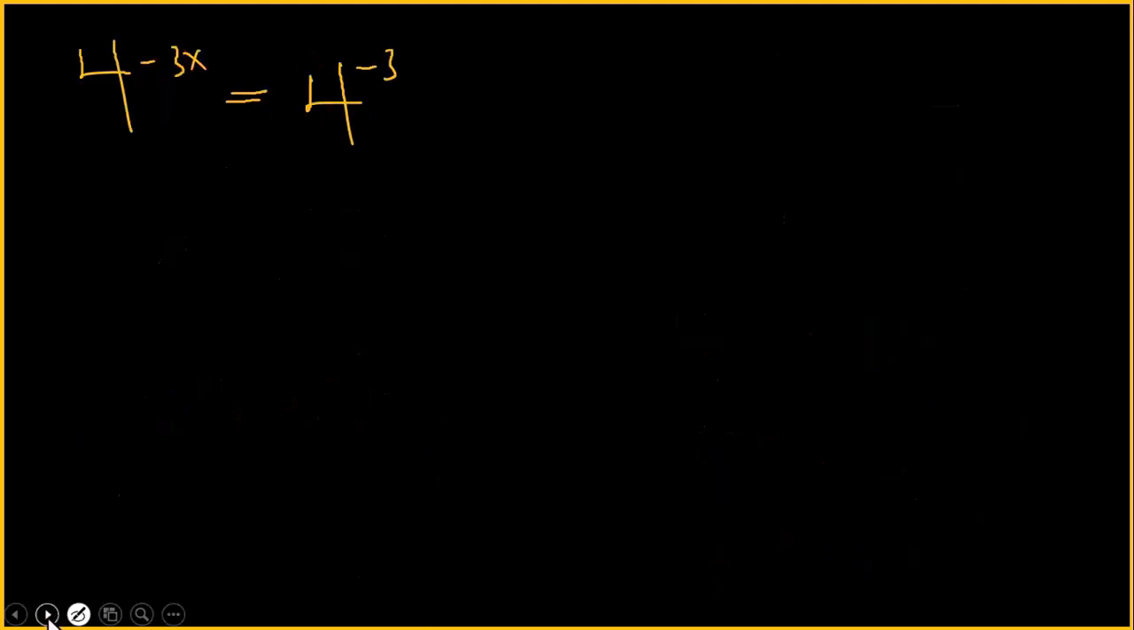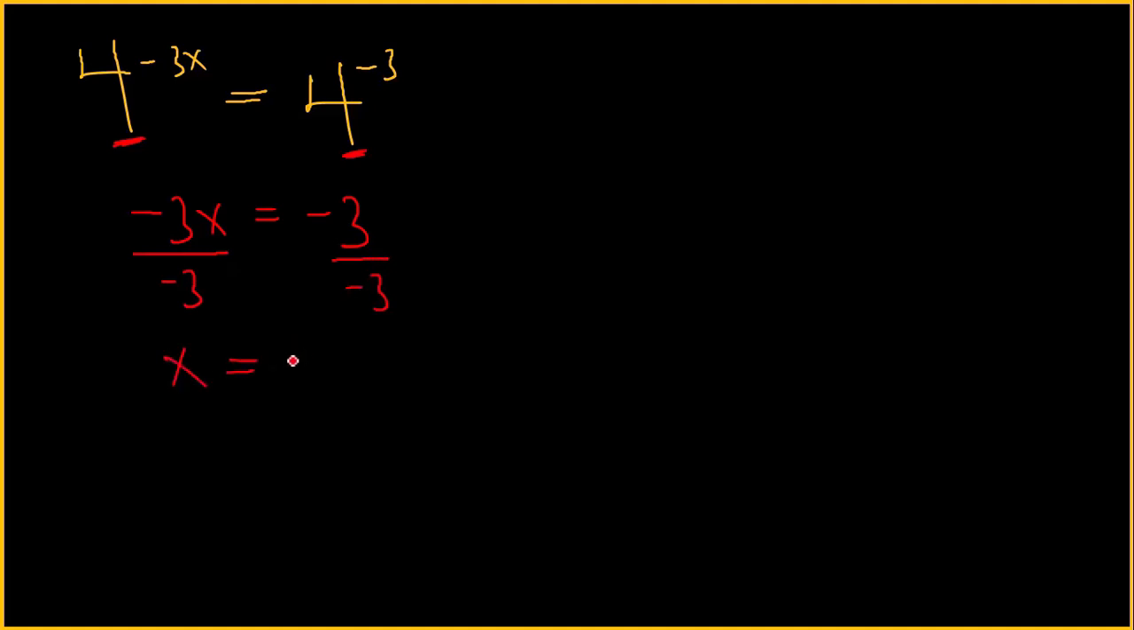Okay. Now our bases are the same. So from this point, we have 4 as our base, we have 4 as our base. And the condition says if the bases are the same, the powers are equated. Negative 3x equals negative 3. And finding the value of x, negative 3, negative 3, and then x gives us 1. So 1 is our value of x.